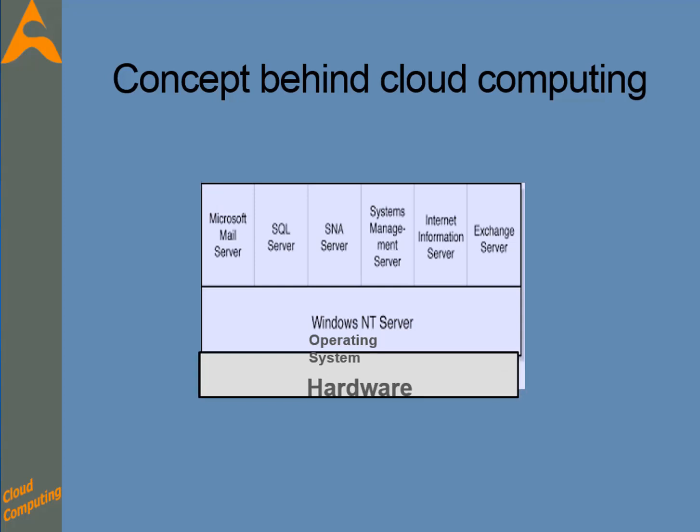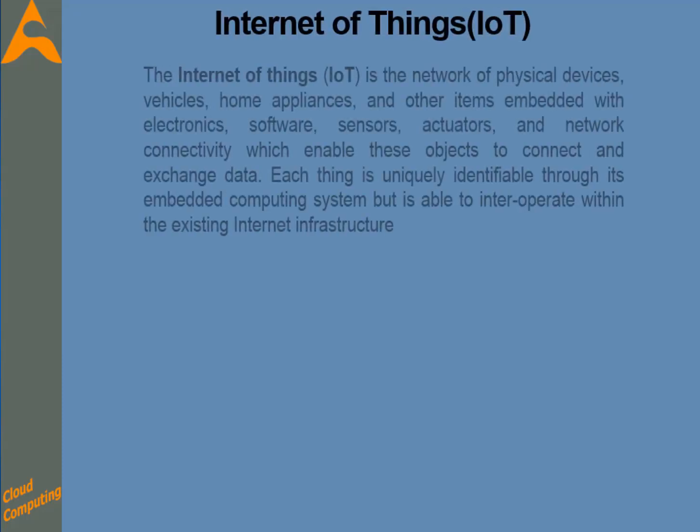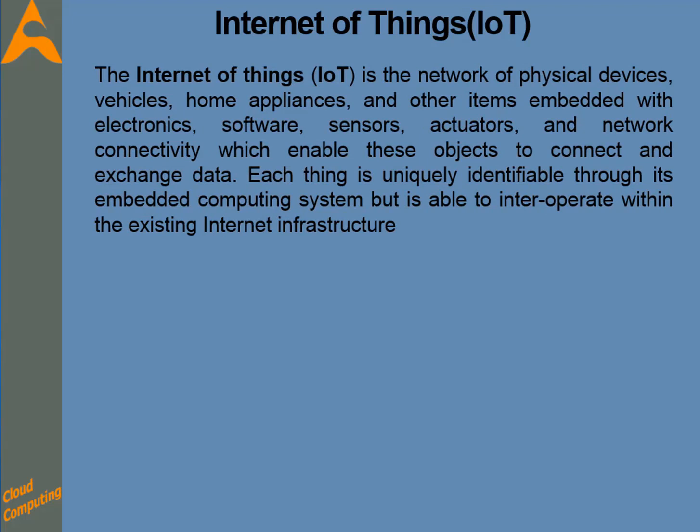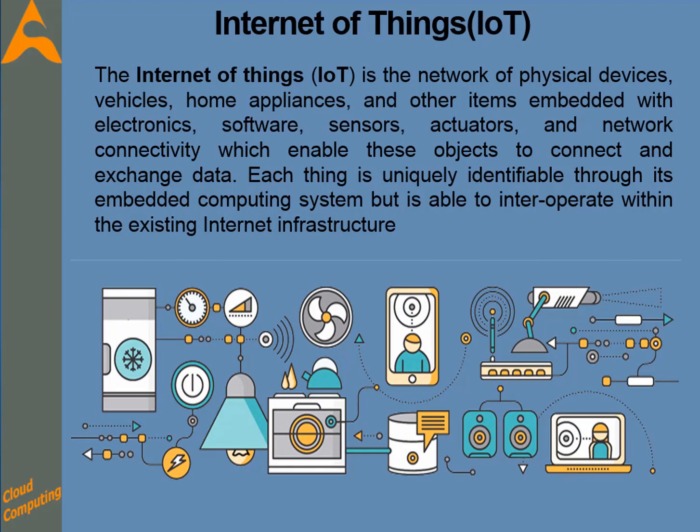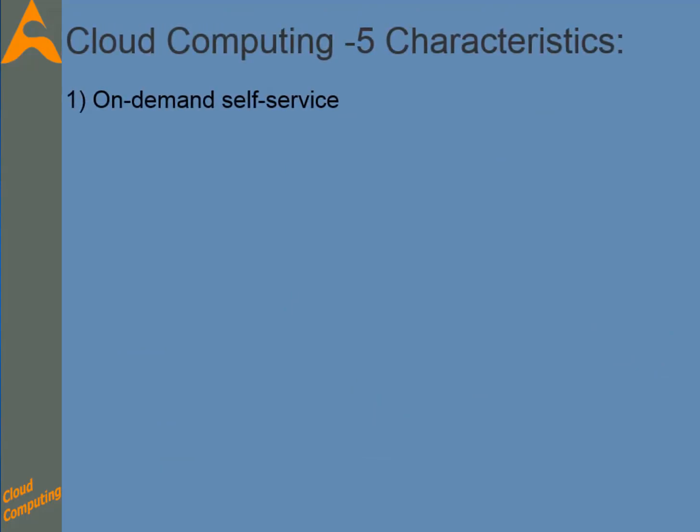Now let's focus on the Internet of Things (IoT). The Internet of Things, IoT, is the network of physical devices, vehicles, home appliances, and other items embedded with electronics, software, sensors, actuators, and network connectivity which enable these objects to connect and exchange data. Each thing is uniquely identifiable through its embedded computing system but is able to interoperate within the existing Internet infrastructure. See the diagram, it illustrates the IoT completely. Now let's discuss the characteristics of cloud computing.